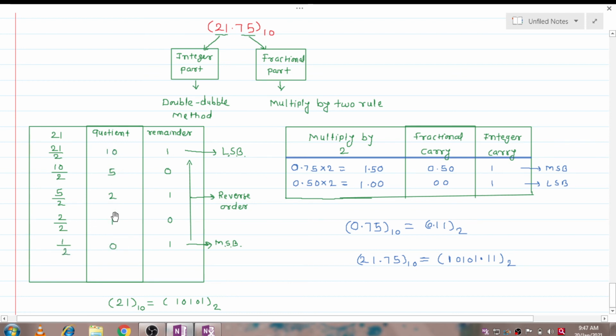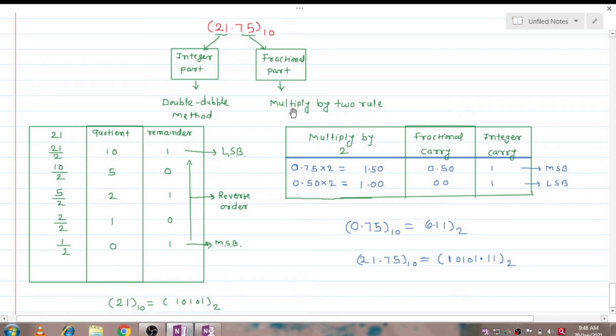We do the calculation until the quotient becomes 0. This is the least significant bit and this is the most significant bit. That's why, using the double method, we write in reverse order. So 1 0 1 0 1 is the binary number.